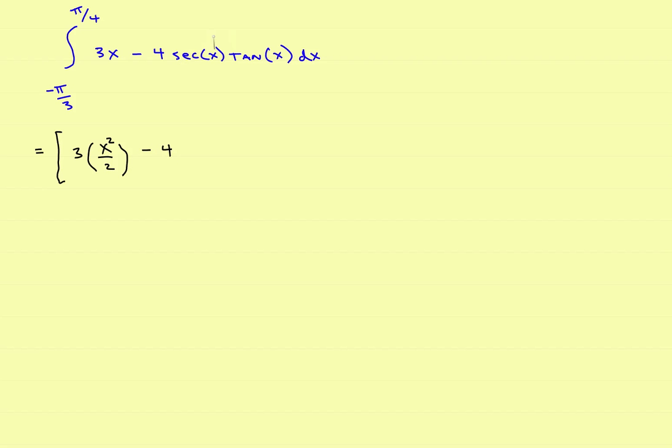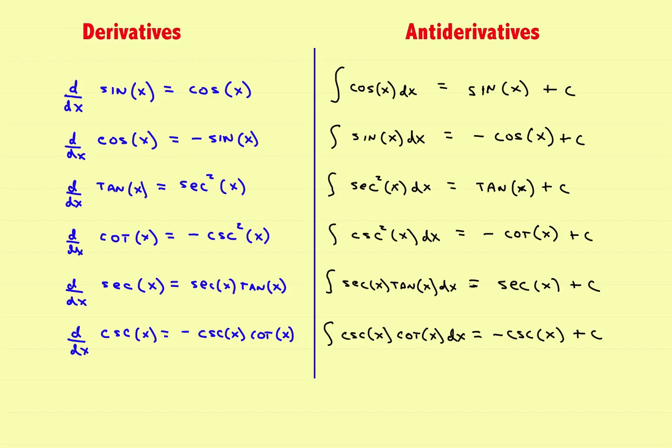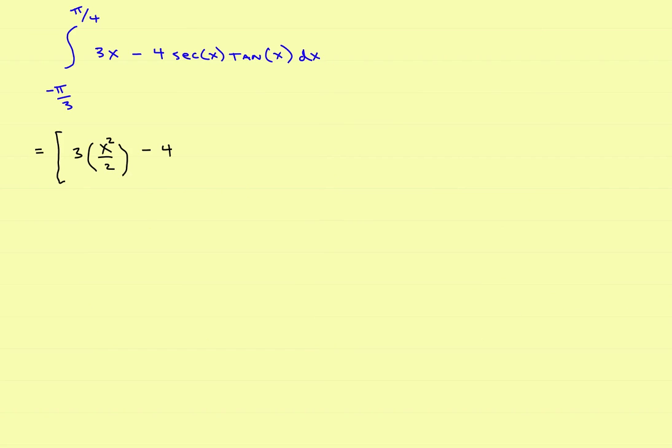Now you need the antiderivative of the secant tangent. Let's go back to our list of definitions down here. The antiderivative of the secant tangent is the secant of x. So the antiderivative of the secant tangent turns into the secant of x. And I want to evaluate that from minus pi divided by 3 to pi divided by 4.